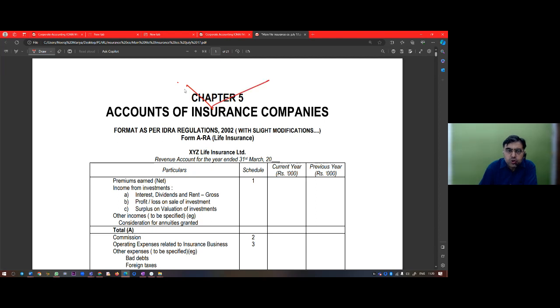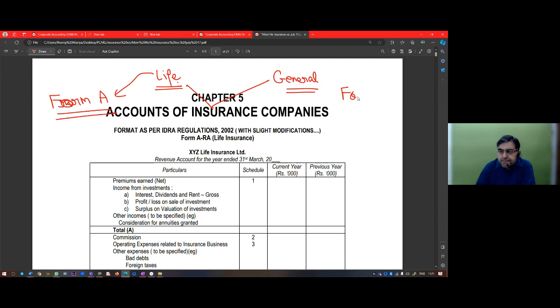Insurance we divide into two, either life insurance or general insurance. Please remember, life versus general. Form A contains the pro forma of financial statements for life. Form B contains the pro forma of financial statements for general insurance. So let's start with life.